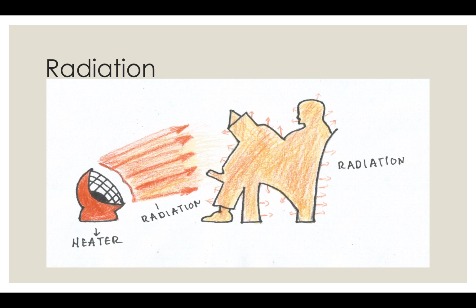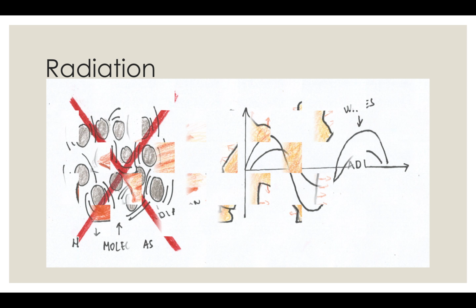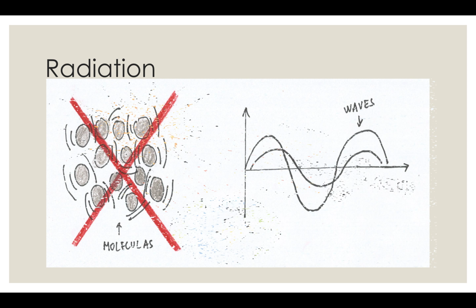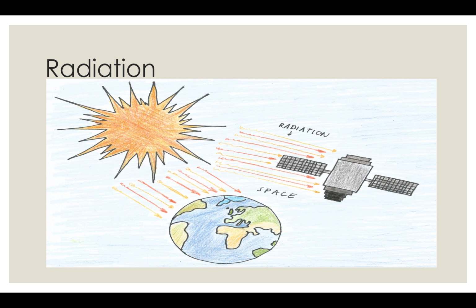And finally, let's have a look at radiation. Radiation is the transfer of thermal energy by emission of electromagnetic radiation. Conduction and convection need moving particles to transfer the thermal energy, but radiation does not. Hence, thermal energy transfer can even happen in space.